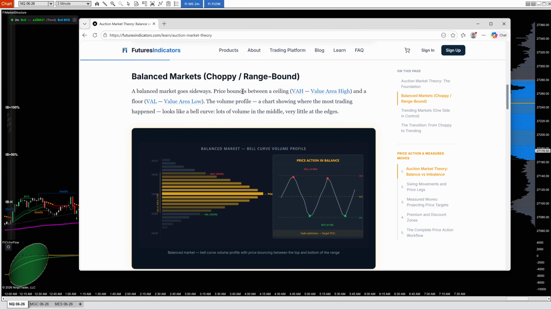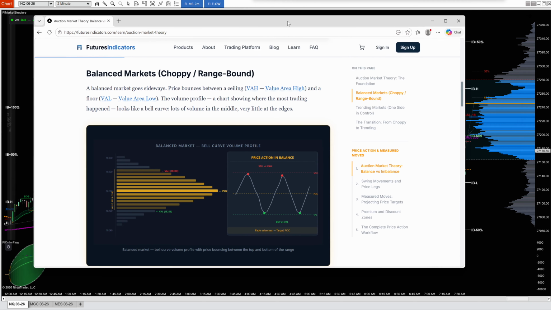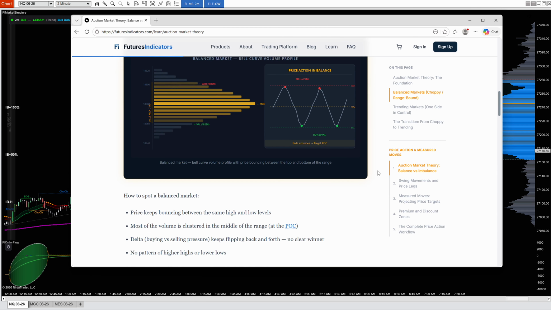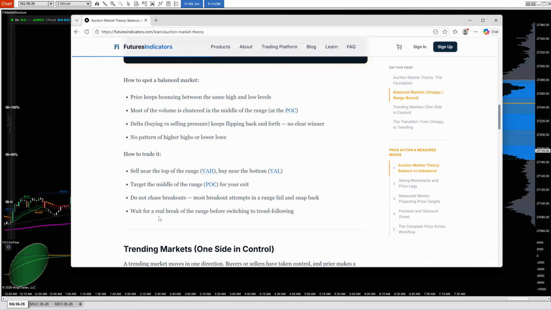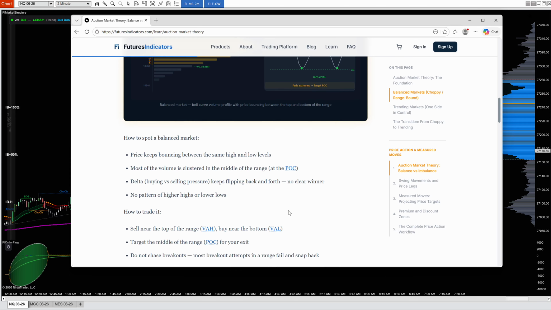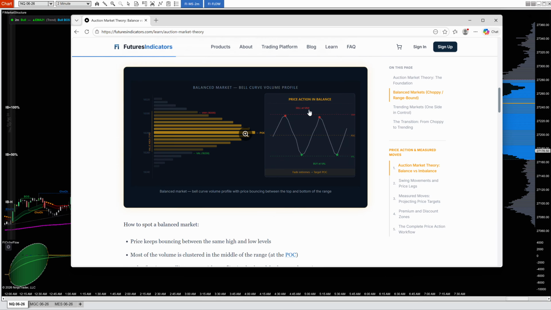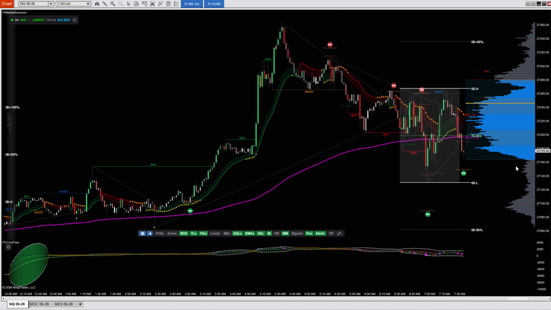However, the trading strategy for a balanced profile, let's look at this. A balanced market, price bounces between a ceiling, value area high, and value area low. So, right, this is exactly what we're looking at. It's a balanced profile. And so, how to trade it? Sell near the top. Target the middle of the range for your exit. Do not chase breakouts, right? Wait for a real break of the range before switching to trend following, right? So essentially, you sell at the value area high, buy at the value area low. So let's apply that, okay?